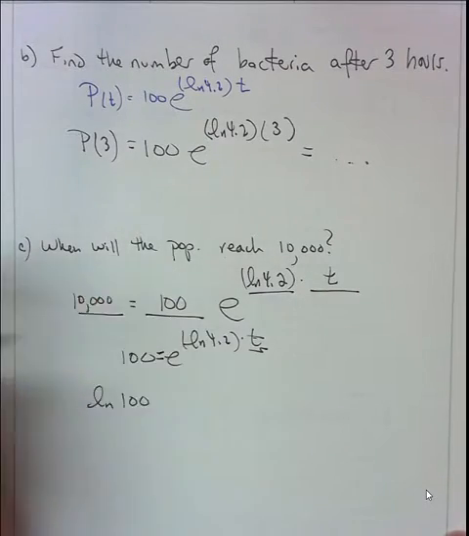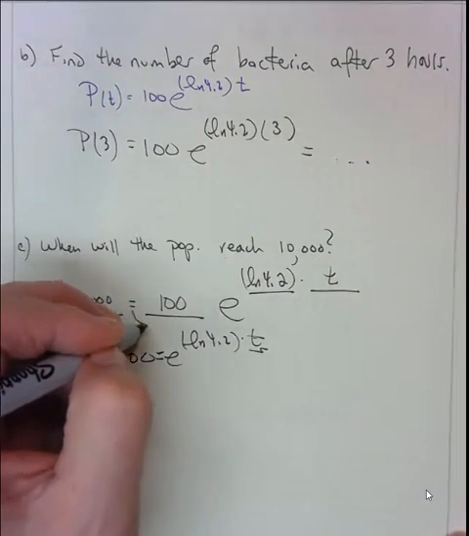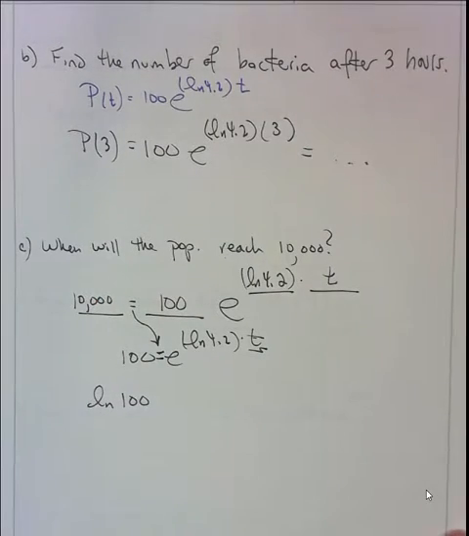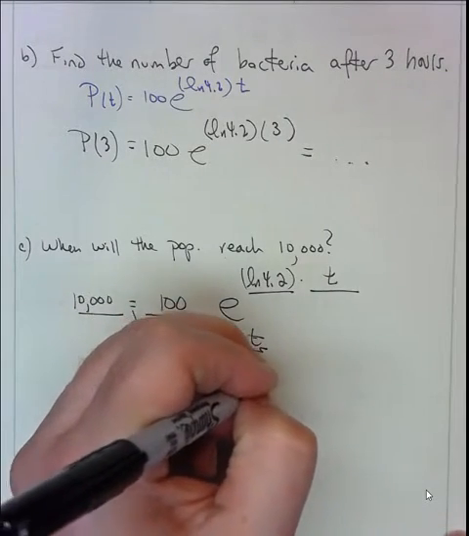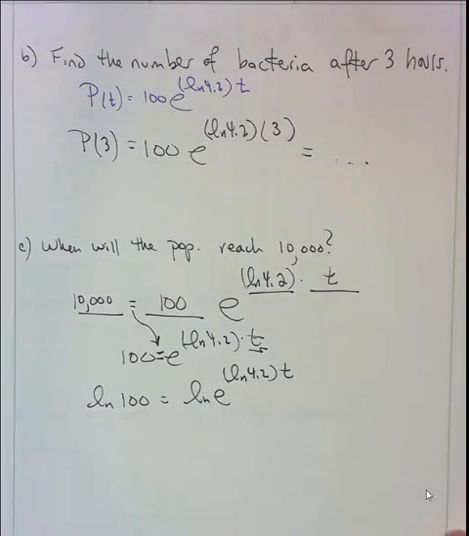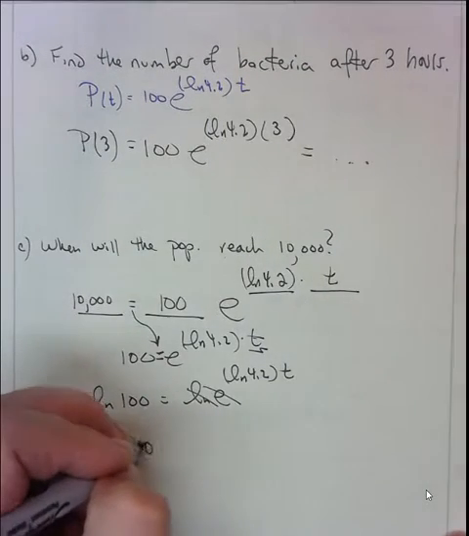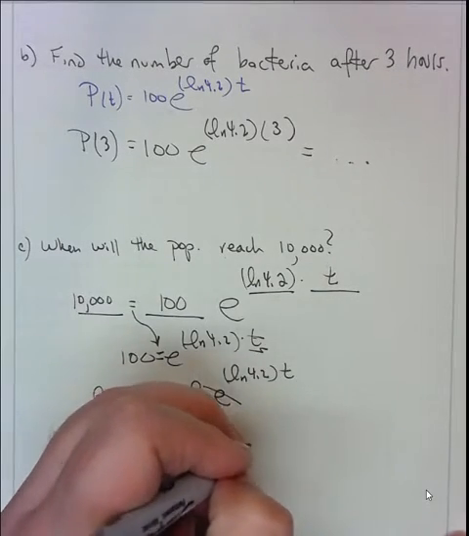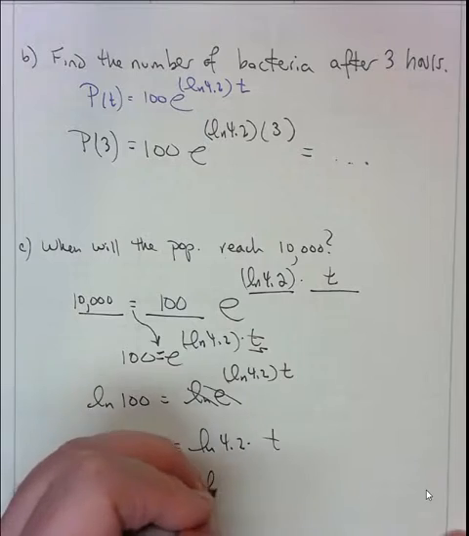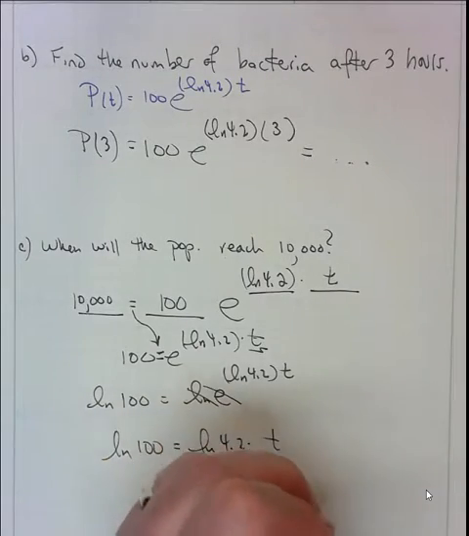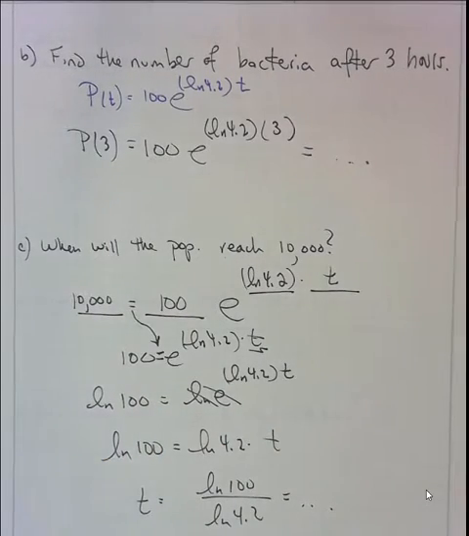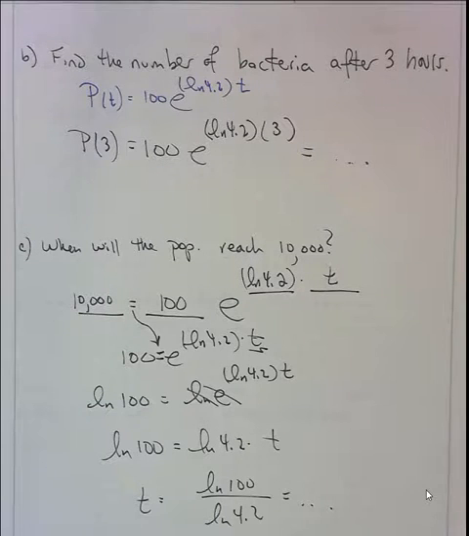whoops, I guess it would help if I put that equal sign in there, wouldn't it? And now we're taking the natural log of both sides of this equation. It's a little gross looking because now we have two different natural logs in play, but the benefit is that the natural log and the e, being inverses of each other, do the elimination thing, and we have the natural log of 100 equals natural log of 4.2 times t, and so t is the natural log of 100 over the natural log of 4.2. And again, whatever number that turns out to be, that's how many hours it takes to reach the population of 10,000.